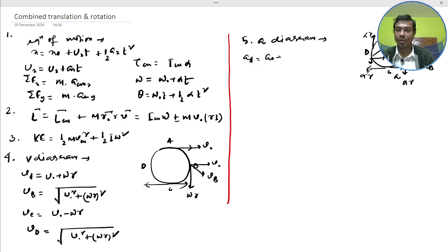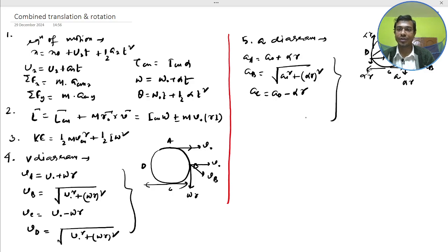First of all, at point A, that is A naught plus alpha r. At point B, AB is the square root of A naught square plus alpha r whole square. At point C, AC is A naught minus alpha r. This is the equation of motion for alpha, and here the equation of motion for omega. Next, at point D, AD would become the square root of A naught square plus alpha r whole square. So for pure rolling, V naught equals omega r, and A naught equals alpha r.